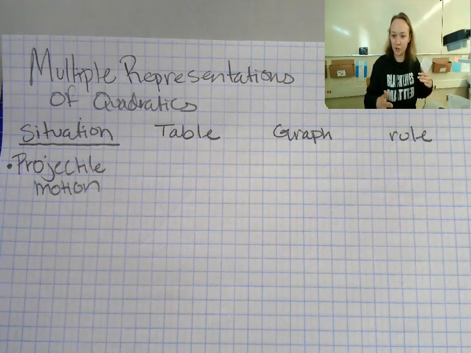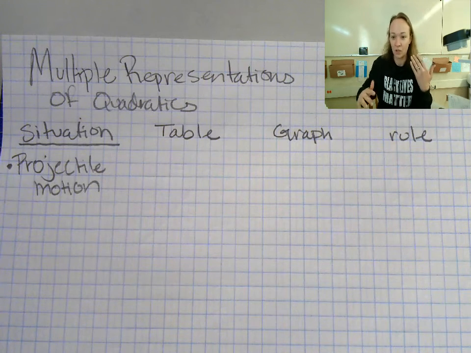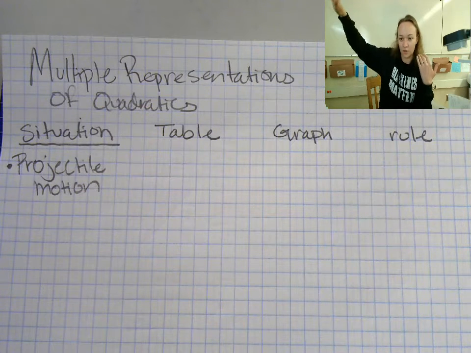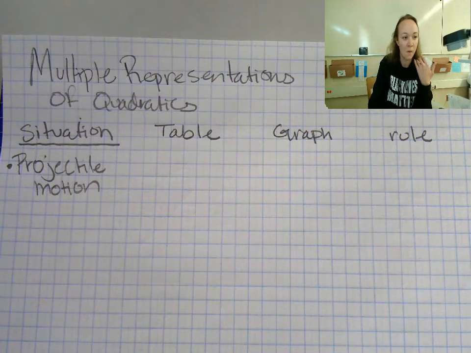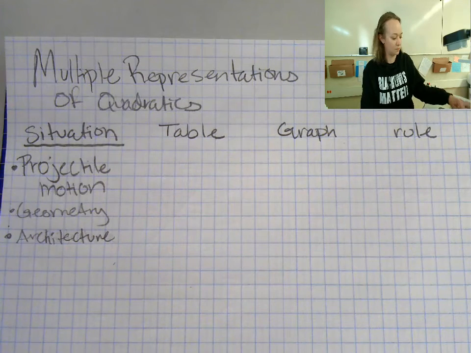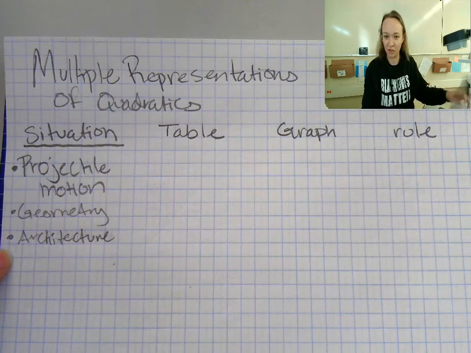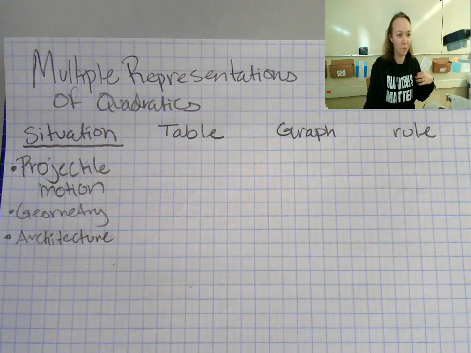And then you'll also see parabolas show up in architecture. So like the Golden Gate Bridge, apparently, there's arcs on that are perfect parabolas. So geometry, architecture, you can Google it, you can find other things where parabolas and quadratics show up.